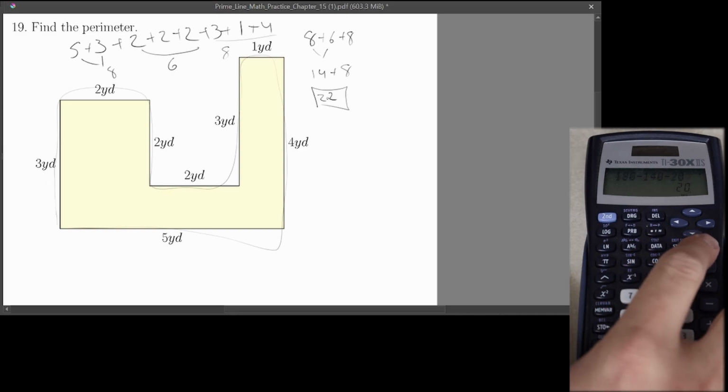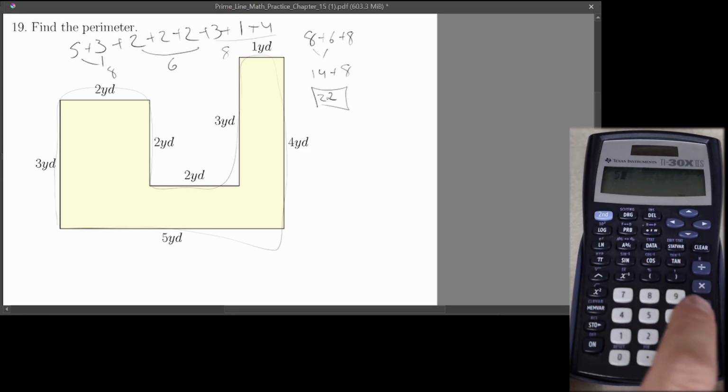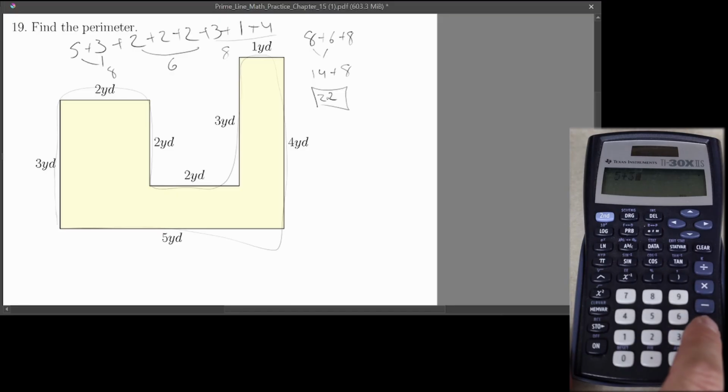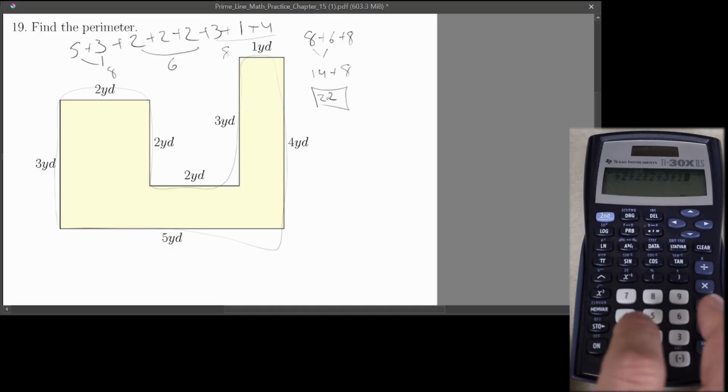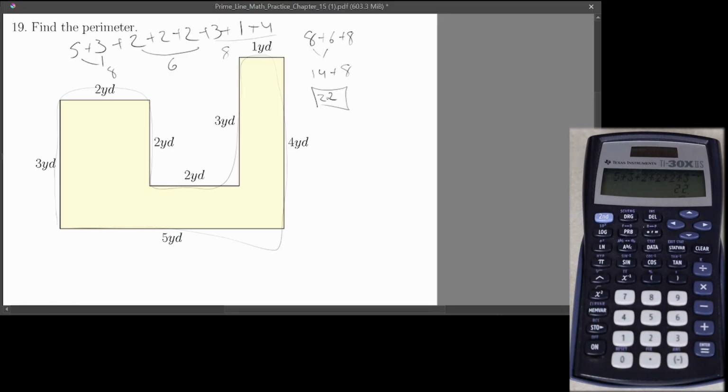Alternatively, on our calculator, we can take 5 plus 3 plus 2 plus 2 plus 2 plus 3 plus 1 plus 4. And we get 22.